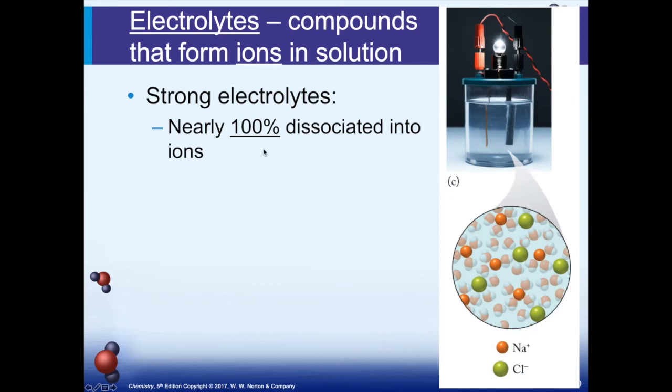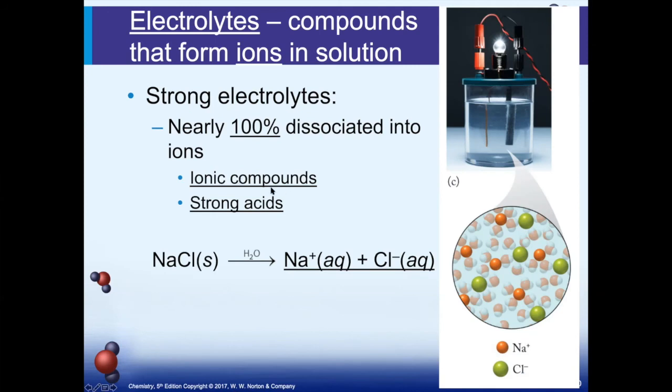So you can have strong electrolytes, and that's when you create a lot of ions. Something like sodium chloride. When you dissolve sodium chloride, you get a lot of ions, because for every mole of sodium chloride that you put into the solution, nearly 100% of it will dissociate into ions. We call those strong electrolytes. You need to know what types of compounds are strong electrolytes. They are ionic compounds that dissolve in water, but also strong acids. We haven't really talked about acids and bases yet, so for now just memorize that fact that strong acids are strong electrolytes.